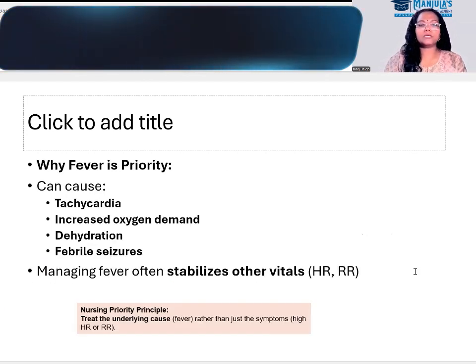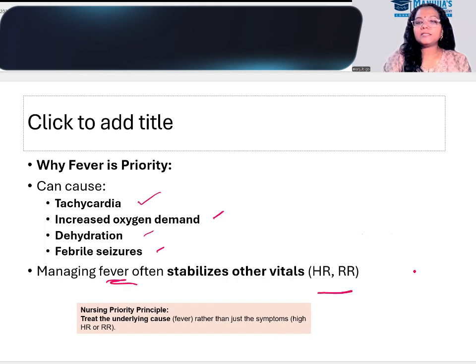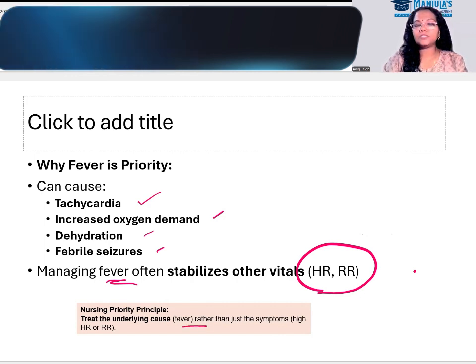Okay, so here fever is the priority because it is causing tachycardia, which can increase the oxygen demand, dehydration, and can often lead to febrile seizures. So managing the fever will stabilize the other changes in the vital signs, right? So here treating the underlying cause, which is fever, rather than just the symptoms, is important.